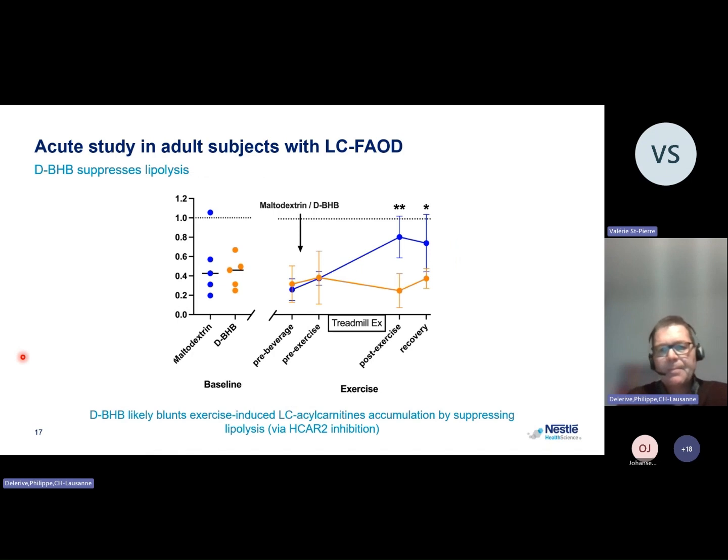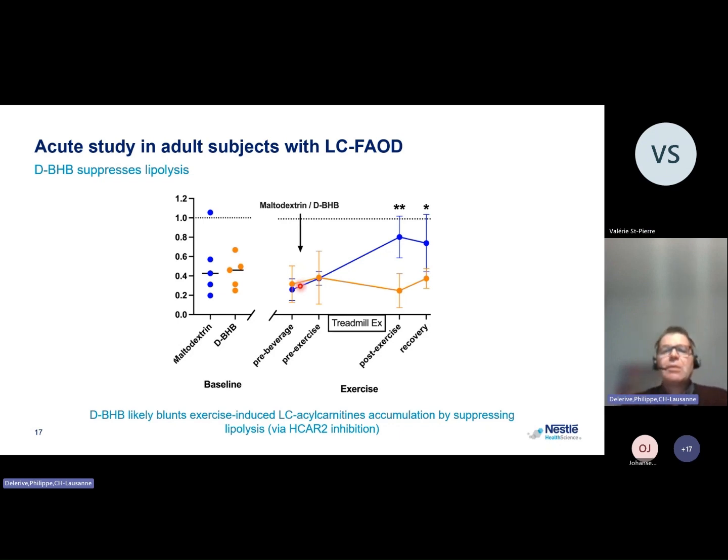When you look at this interesting piece of data, this is free fatty acid elevation, and I apologize, the colors are inverted here. So maltodextrin is in blue and DBHB is orange. I just wanted you to see whether you are following the presentation. You see that when you trigger exercise, in blue here, in the maltodextrin receiving patients, you see elevation of free fatty acid. That's the typical treadmill response you would see, but it's not the case with BHB.